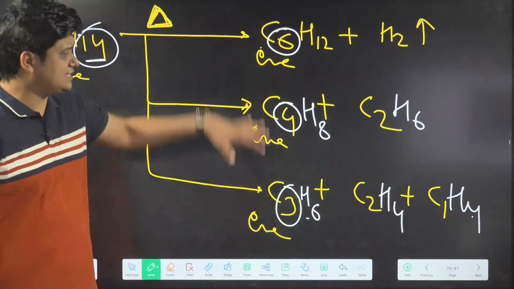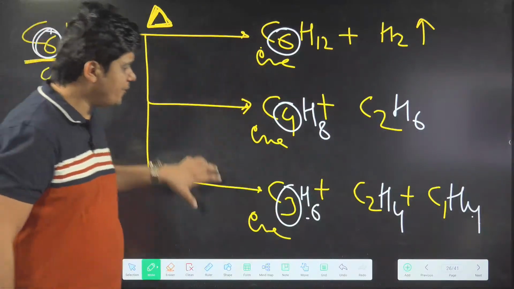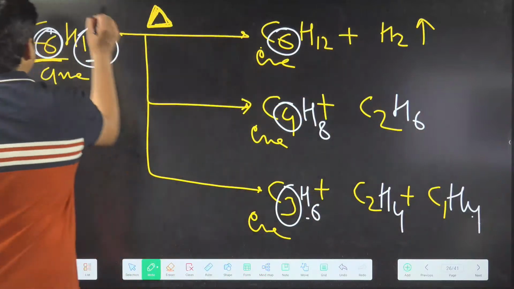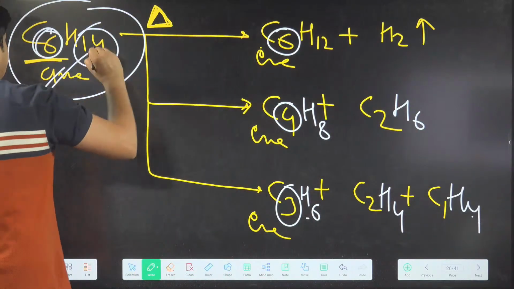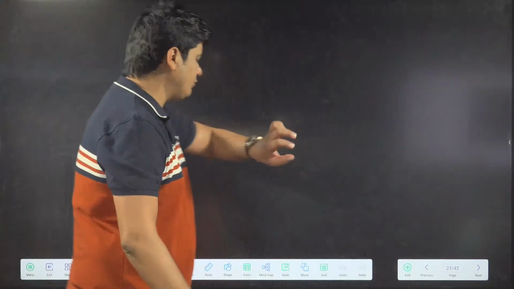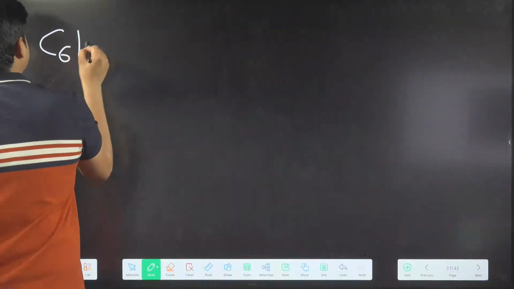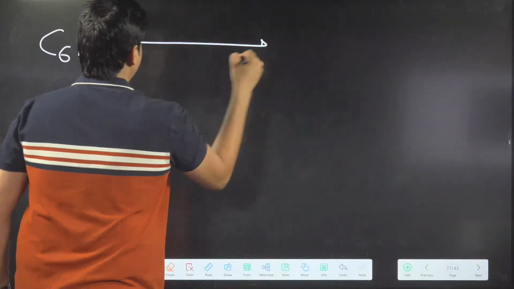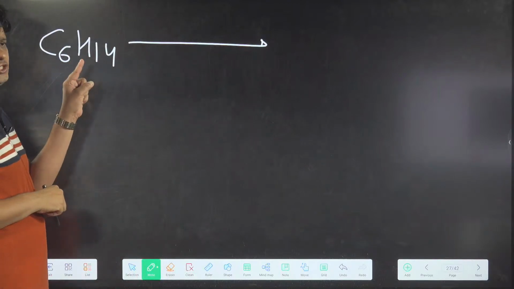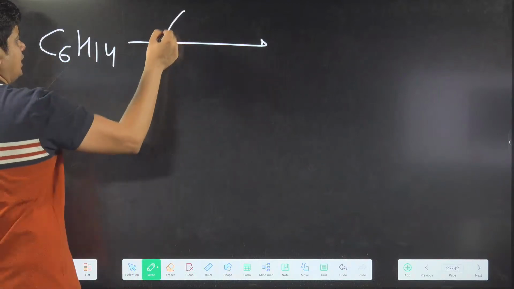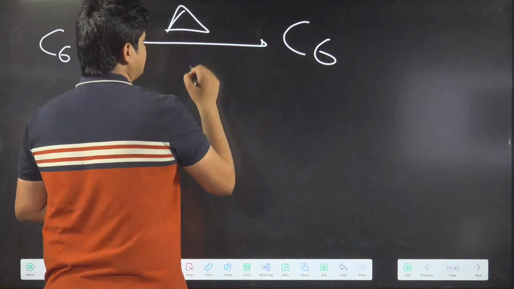Is it okay or not? This is a way to memorize all the pyrolysis products of C6H14. Okay, I'm going to write one more time. What is there? C6H14. If there is a confusion, CnH2n+2 you have to satisfy. Okay or not? Possible products.